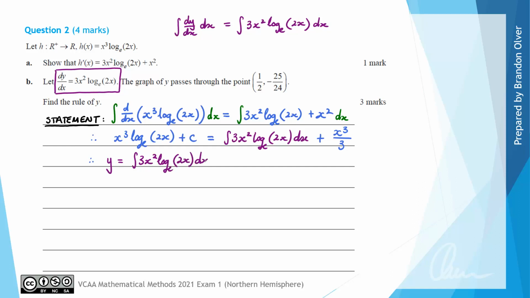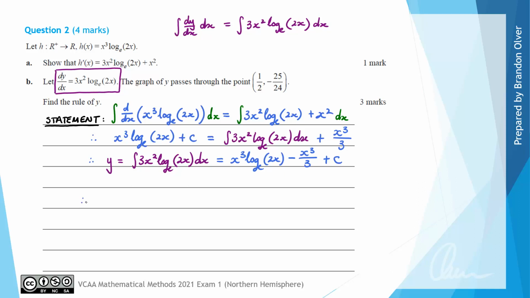So therefore, we know that y is equal to the integral of 3x squared log e of 2x dx. And that is equal to, and all I've done here is I've kind of swapped the sides of the equation, x cubed log e of 2x. And then I'm actually going to subtract away that x cubed on 3 term, and we still have a plus c at the end of that. So we've now found what y is equal to with a c value, a constant in there, that we're going to want to find its value using the point that the graph passes through.